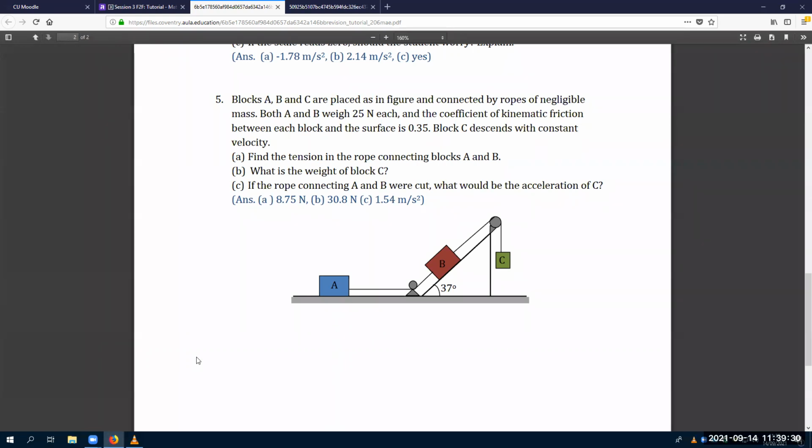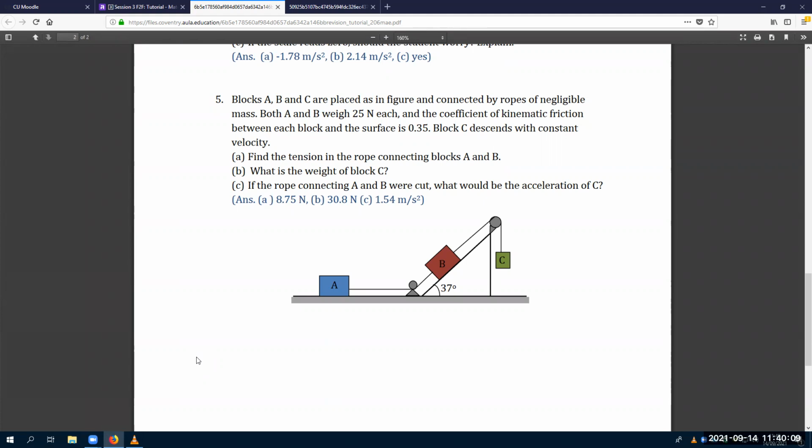All right. So we have blocks A, B, and C placed as in the figure and connected by ropes of negligible mass. That makes our lives much easier, because if you have to account for the mass of the rope while it's being pulled, that also is subject to acceleration. The rope can clump up. So saying that it's massless makes it very easy. Both A and B weigh 25 newtons each. So it's not given the mass, it's given the weight directly. And the coefficient of kinetic friction between each block and the surface is 0.35.